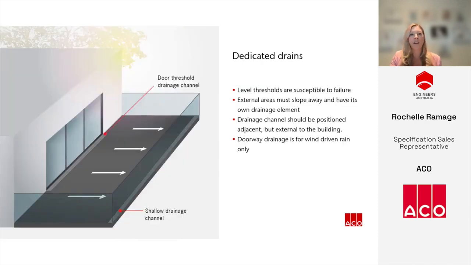Level thresholds are inherently susceptible to failure if they're not detailed correctly. There's a few non-negotiables. The external area must slope away from the building. That external area must have its own primary drainage element. The threshold drain must sit adjacent to, but external to, the building line. And importantly, the threshold drain is designed to capture wind-driven rain only. It is not the primary drainage system.